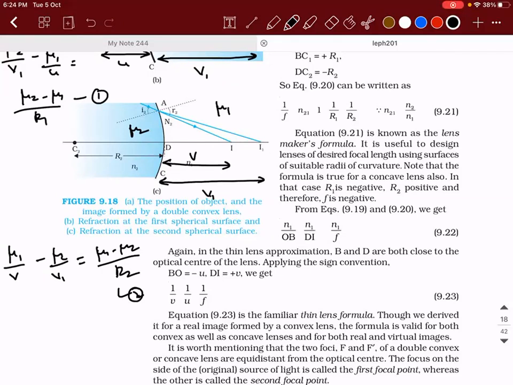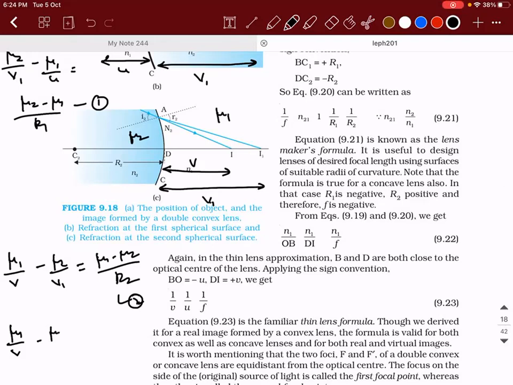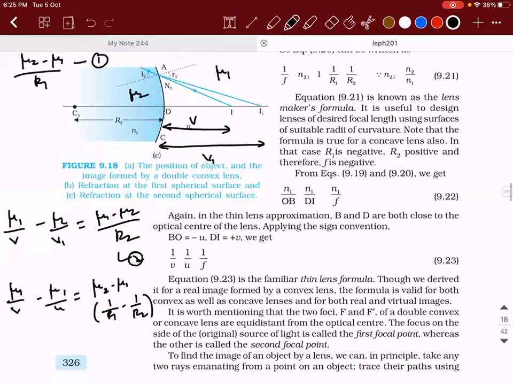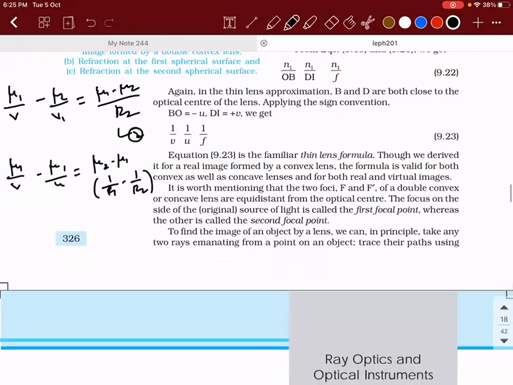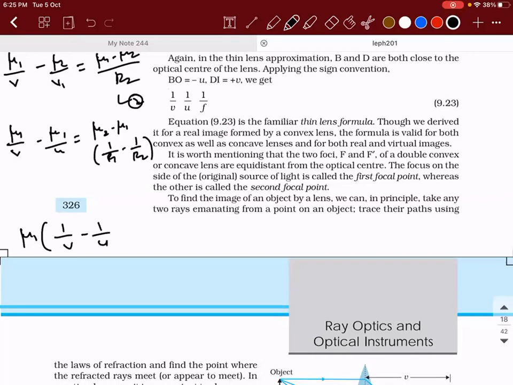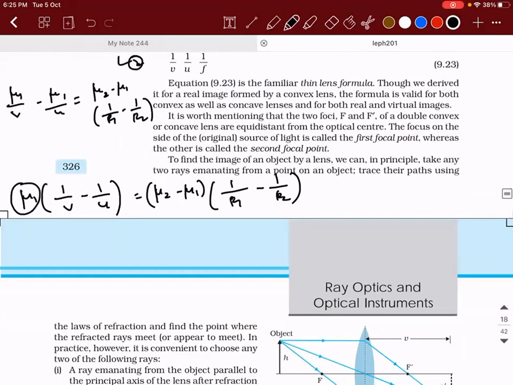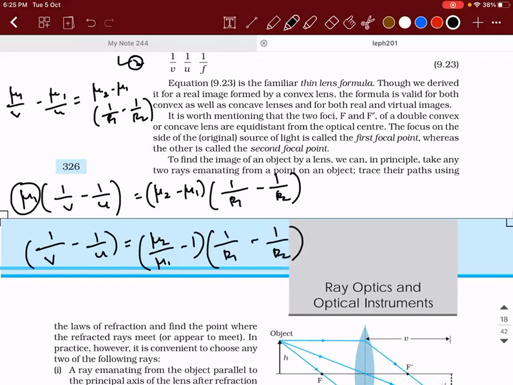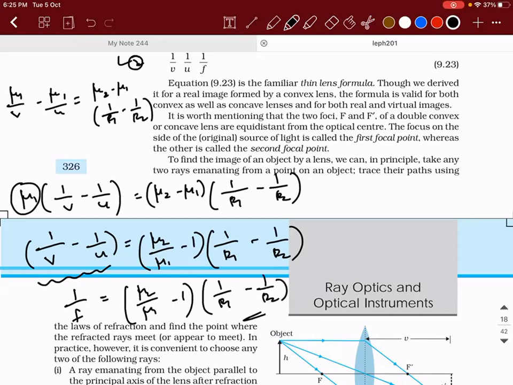Now add these two, you will get mu1 by V minus mu1 by U is equal to mu2 minus mu1 into 1 by r1 minus 1 by r2. Right. Then we will have mu1 into 1 by v minus 1 by u is equal to mu2 minus mu1 into 1 by r1 minus 1 by r2. So take mu1 to the other side. Then you will get 1 by v minus 1 by u is equal to mu2 by mu1 minus 1 into 1 by r1 minus 1 by r2, and 1 by v minus 1 by u is 1 by f. Okay, 1 by f will be equal to mu2 divided by mu1 minus 1 into 1 by r1 minus 1 by r2.